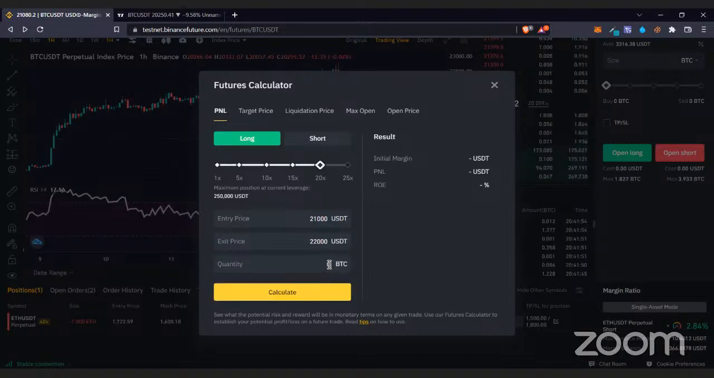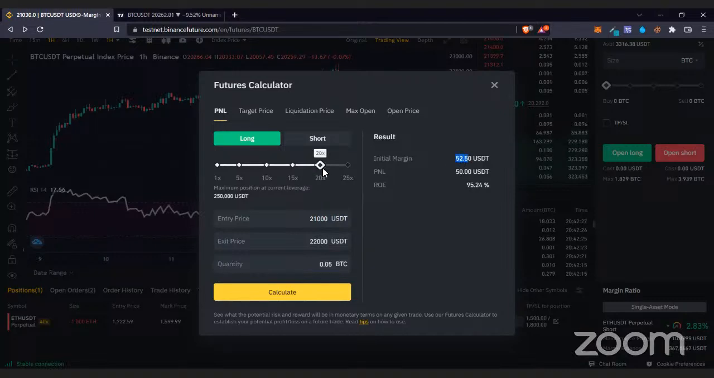Let's say 0.05 BTC. If I calculate this, it means that 0.05 will cost me $52. It will cost me $52 to open this position. And then when it gets to 22,000, it means that I am making 95.24% ROE in return. All right, risking $50. The next thing I need to do is to know when I will get liquidated.